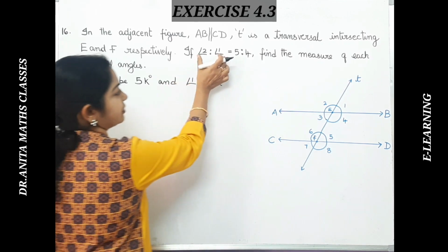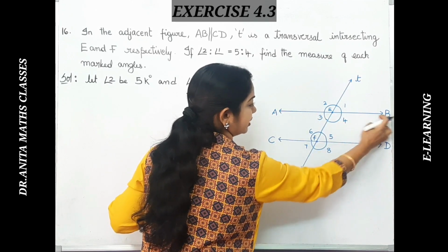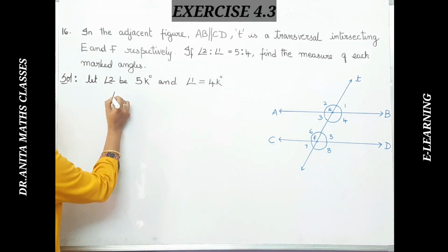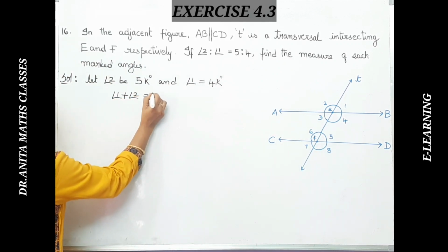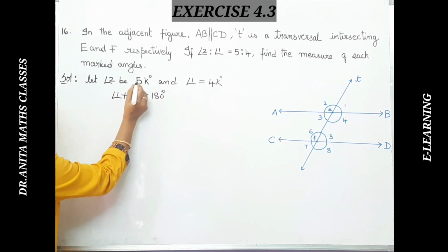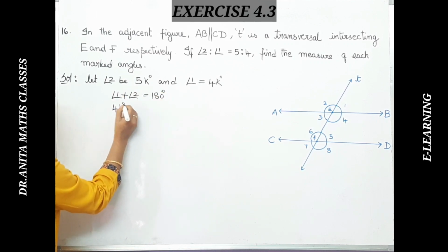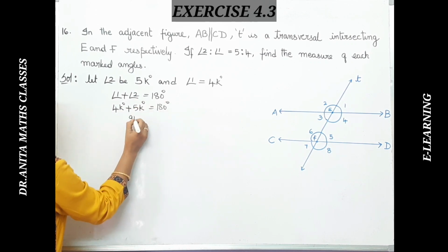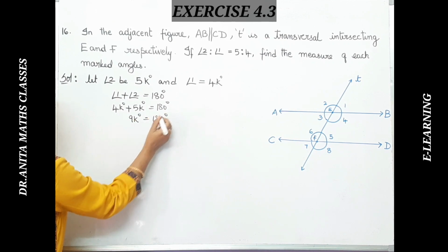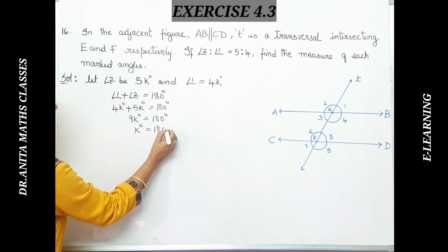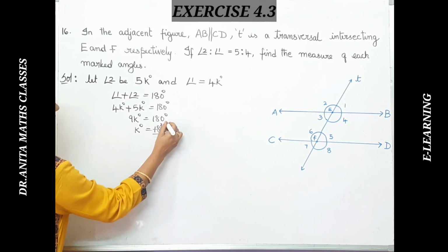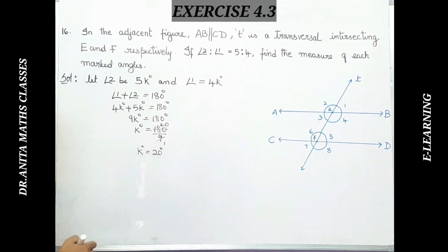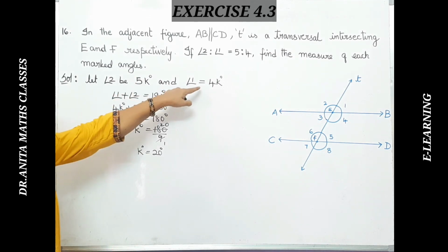If you observe angle 1 and angle 2, they are on a straight line AB, so this is a straight angle. So I can club angle 1 plus angle 2 equal to 180 degrees. Angle 1 is 4k degrees plus 5k degrees is equal to 180, so 9k is equal to 180, and k is 180 upon 9, that is 20 degrees. So the k value which we supposed as a constant is 20 degrees.